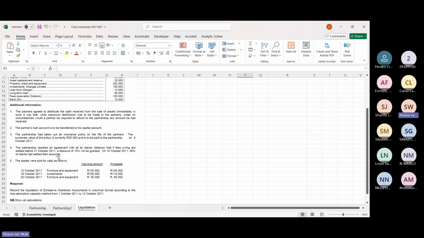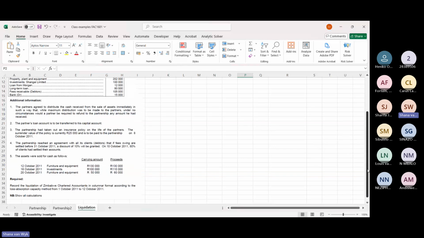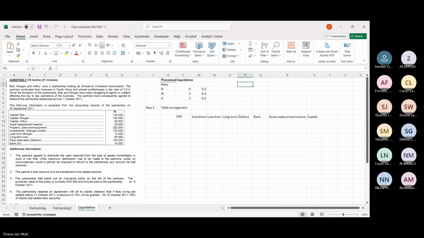80% of the clients, okay, sold for cash. So it's piecemeal liquidation, only the 1st to the 12th. So we only do the first one. And then it says show all calculations. Okay, I've done piecemeal liquidation, but the dissolving of the partnership is new.